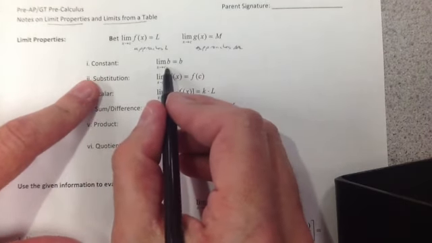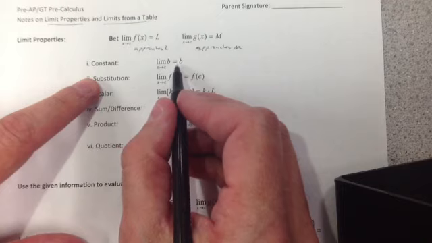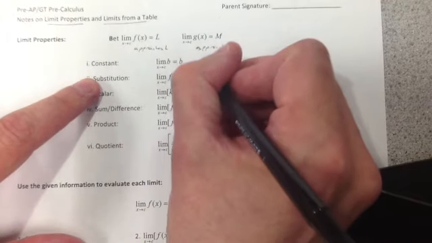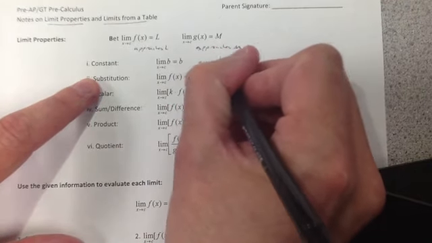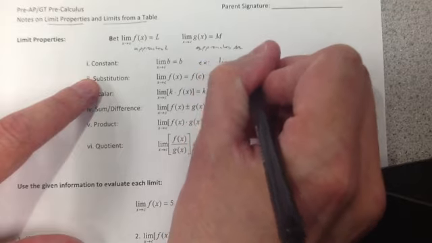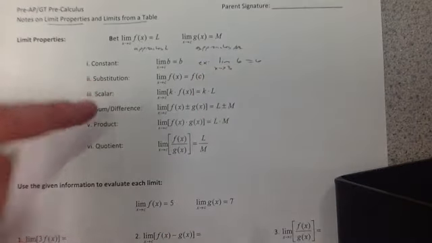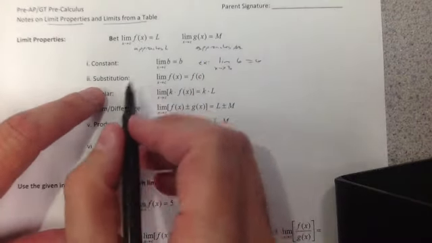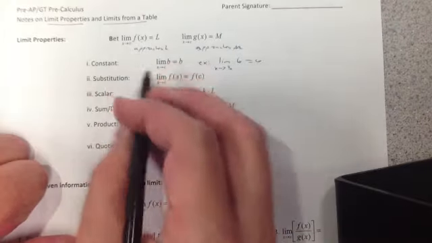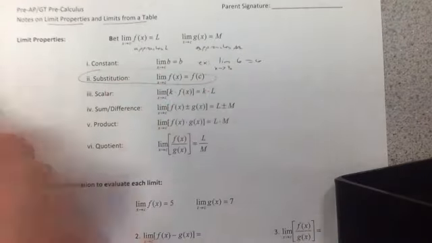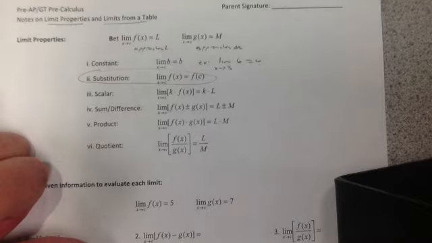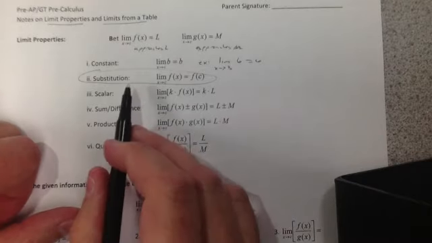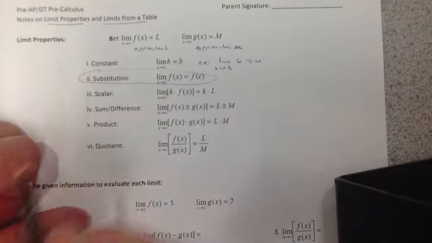What's called the constant property: if you take the limit of a constant, you just get that number back. An example would be like this. If I take the limit as x approaches 3 of 6, that's just 6, no matter what. We have what's called the substitution property. Now this is what we're going to talk about in a couple of days. That's going to be actually tomorrow night's homework. Okay, that's going to talk about tomorrow.